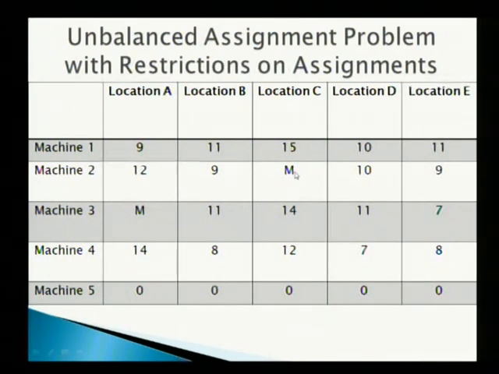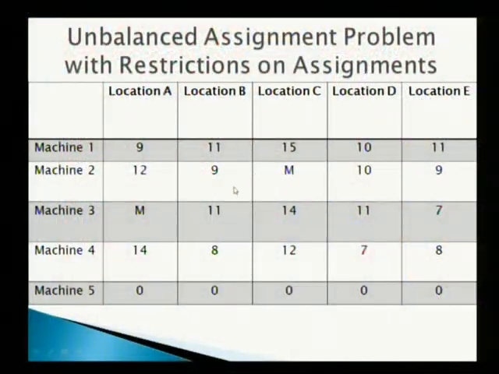Capital M is a very, very big cost. We cannot afford it. So once again, this reminds us of the big M method and simplex. You can say this is a cocktail of the big M method and the transportation method, where we are assigning two big M's, one at machine 2 to location C, and the other at machine 3 to location A. So this is how we make it balanced.